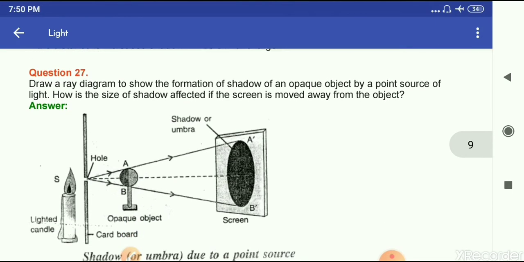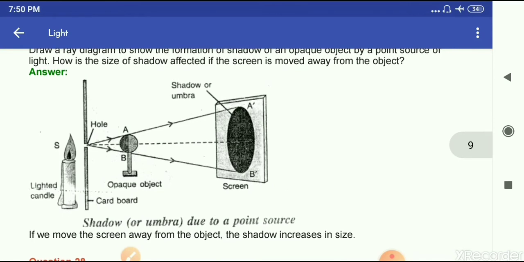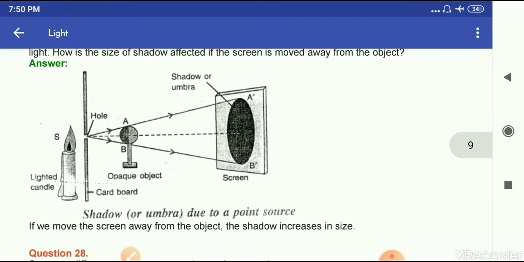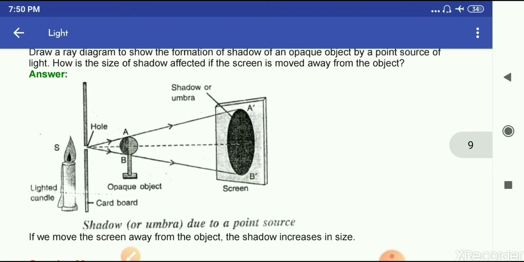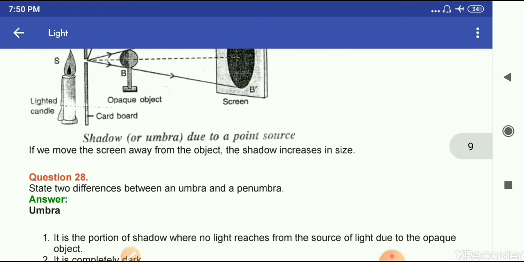Question number 27. Draw a ray diagram to show the formation of shadow of an object by a point source of light. How is the size of shadow affected if the screen is moved away from the object? So this is your diagram, and if we move the screen away from the object, the shadow increases in size.